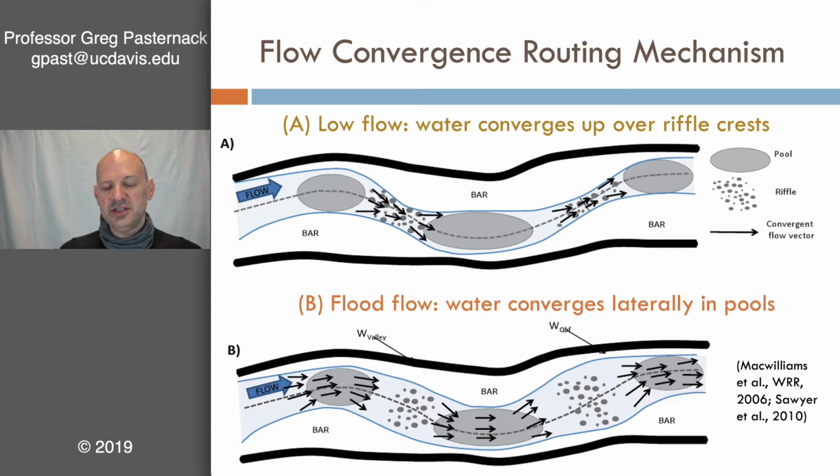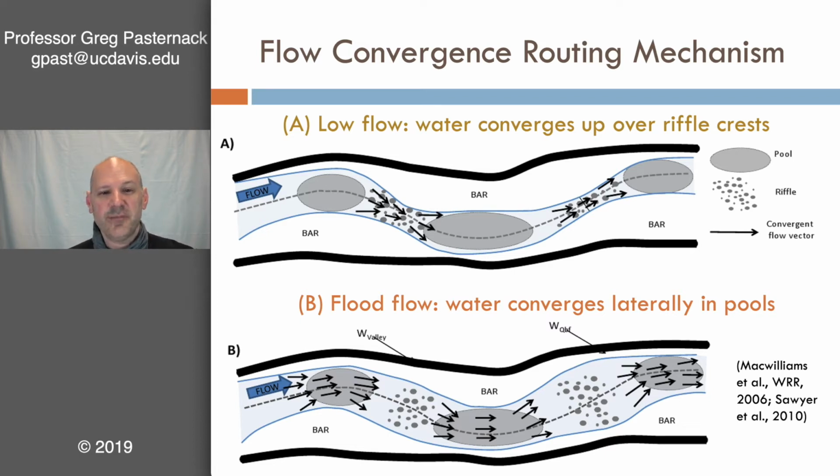Not only are they geometric, but they actually play a role in a very important process that I spent a lot of time in my career studying that has been termed flow convergence routing. And for this presentation, I've been trying to give credit where credit is due. There was a PhD student at Stanford named Michael McWilliams, and he was working on the same thing that I was working on with my undergrad student at the time, Joe Wheaton.